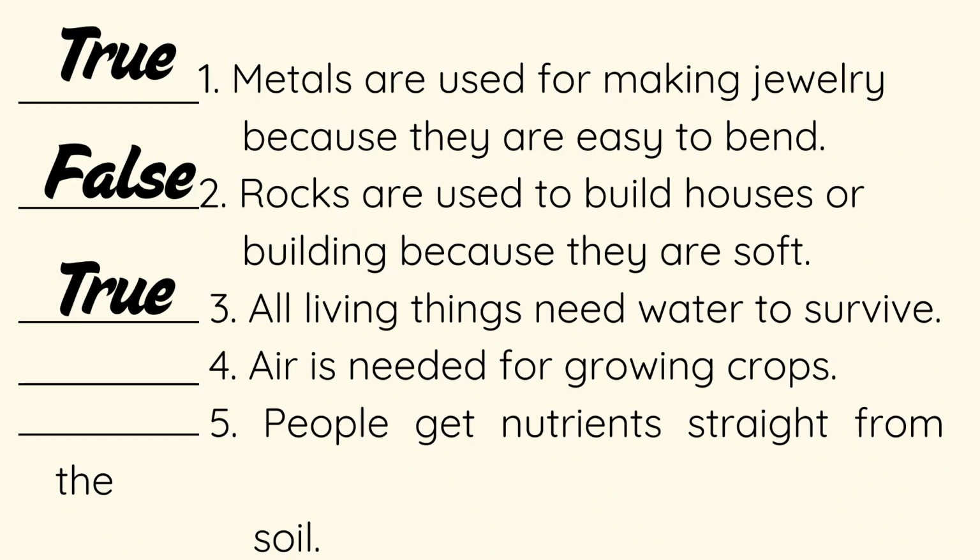True. Number 4, air is needed for growing crops. True. Number 5, people get nutrients straight from the soil. False.